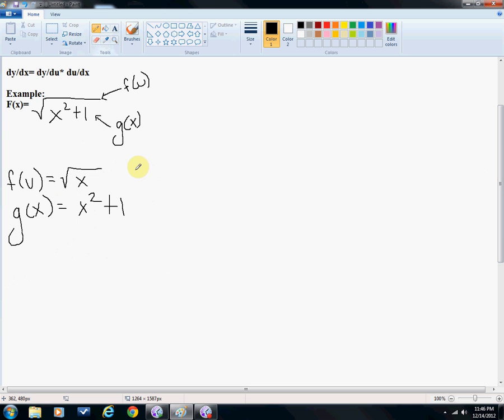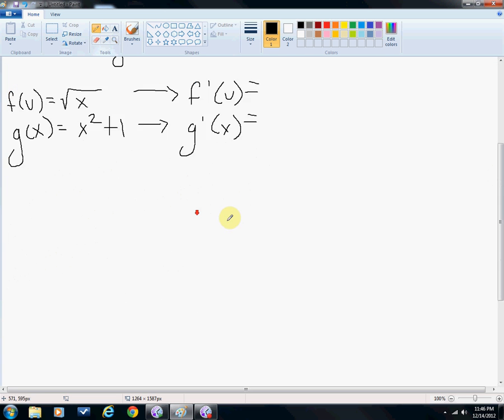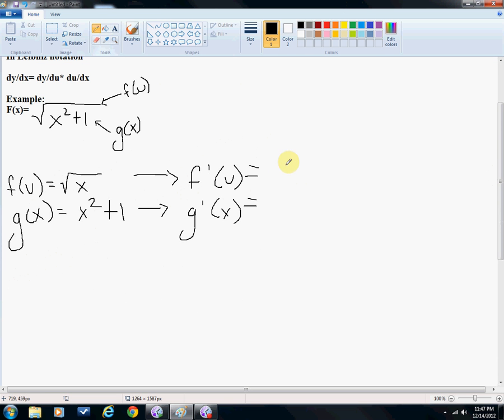And now we have to take, of course, the derivative. f prime of u and g prime of x. We take the derivative, which is x to the negative half, and brings the half down. And this one is simply 2x.